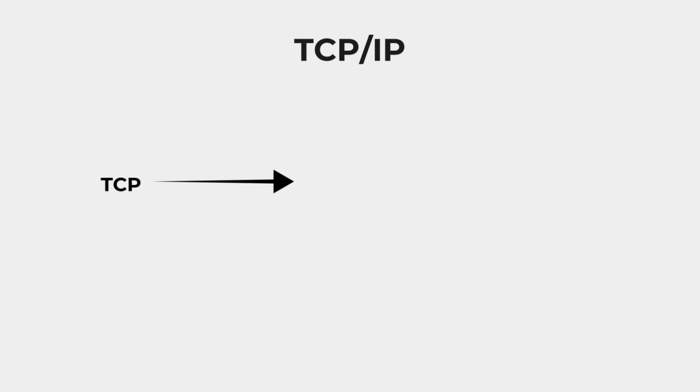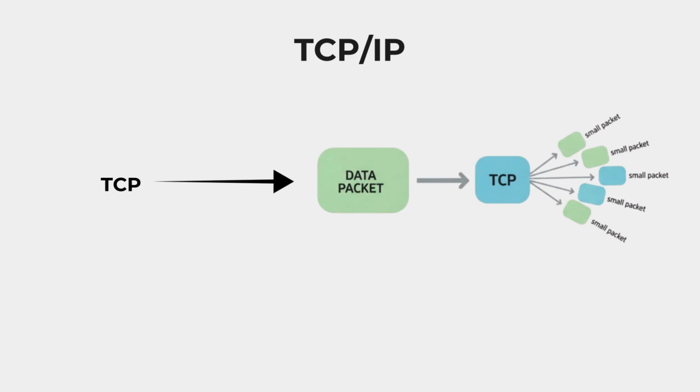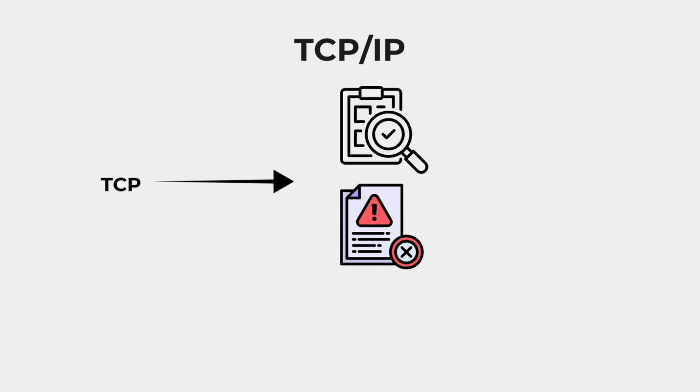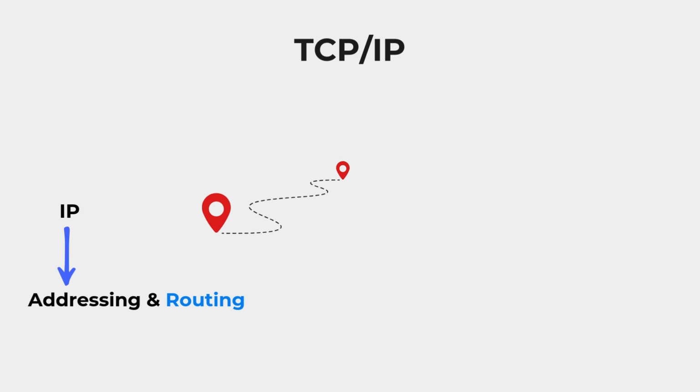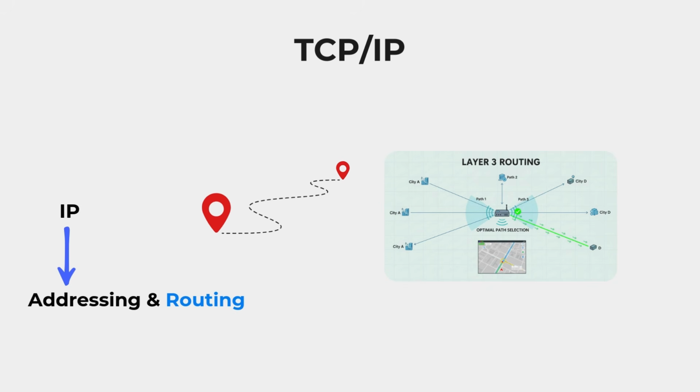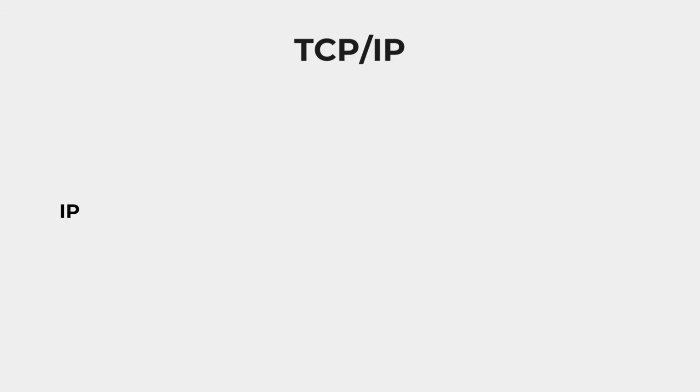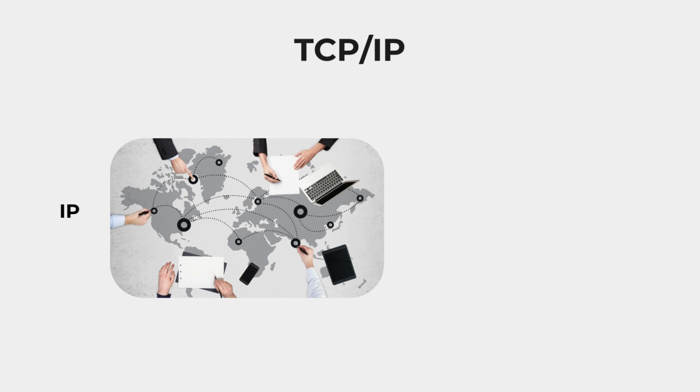TCP breaks large messages into smaller packets, keeps track of them, checks for errors, and requests retransmission if any packet gets lost or corrupted. This makes TCP reliable. Every bit of data arrives safely. IP, Internet Protocol, is like the GPS system. It handles addressing and routing, determining the best possible path for data packets to travel across networks to reach their correct destination, even across the diverse networks of the Internet.